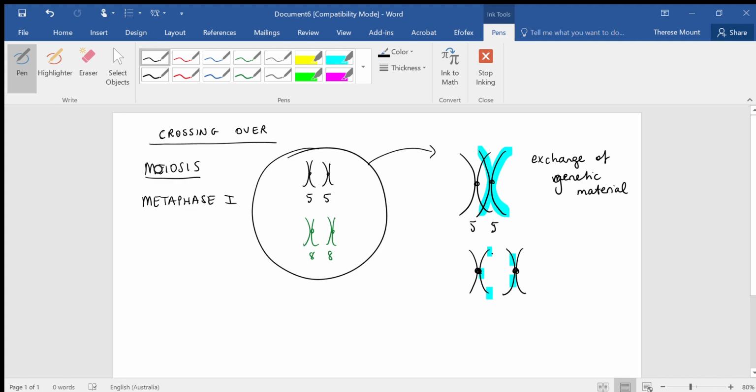So basically what this is, because a cell at the beginning, one of my chromosomes is from mum, so it's called the maternal chromosome, and one of my chromosomes is from dad, because when the sperm and the egg meet, we get one from each. Basically, this is like a recombination of genetic material between my mum and dad. So it leads to variation in my gametes.